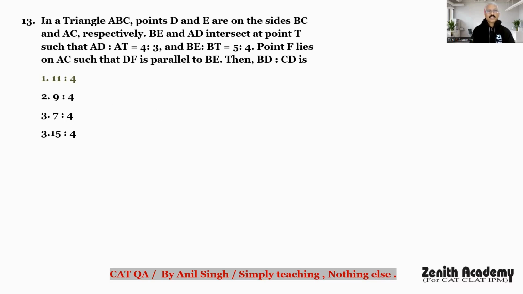Now the next question. In a triangle ABC, points D and E are on the sides BC and AC respectively. BE and AD intersect at point T such that AD is to AT is 4 is to 3 and BE is to BT is 5 is to 4. Point F lies on AC such that DF is parallel to BE, then BD is to CD is to be found out.